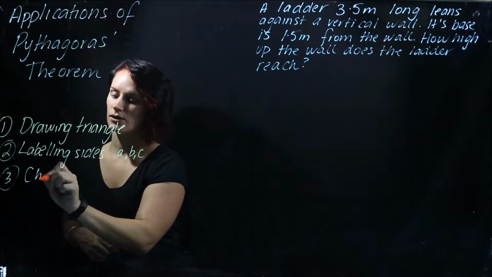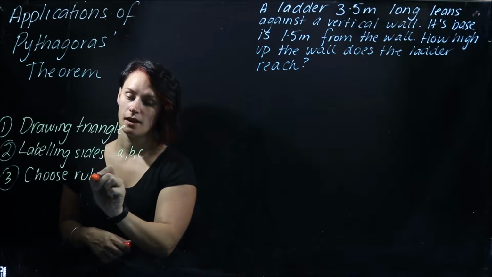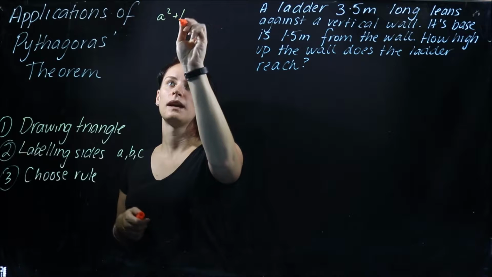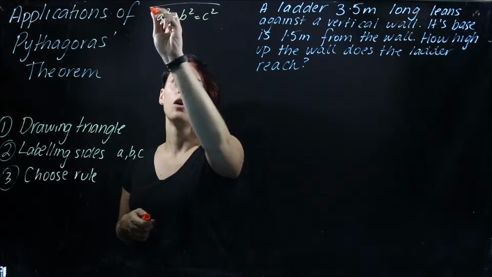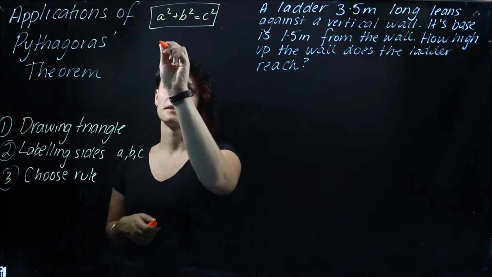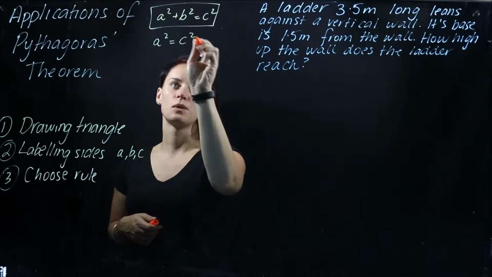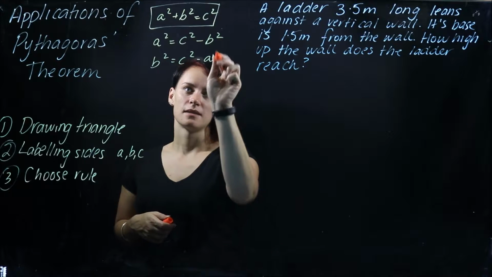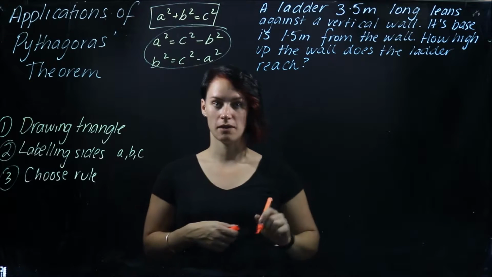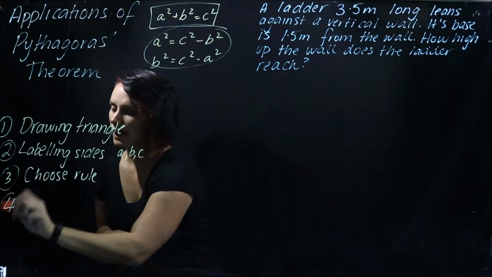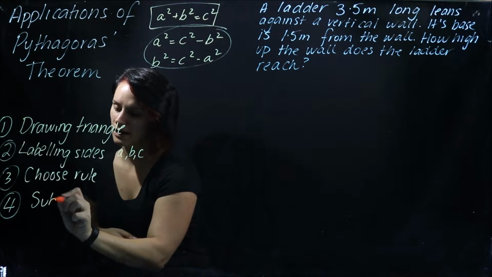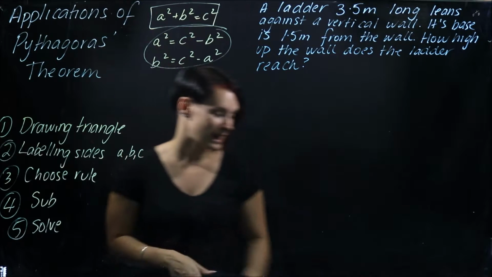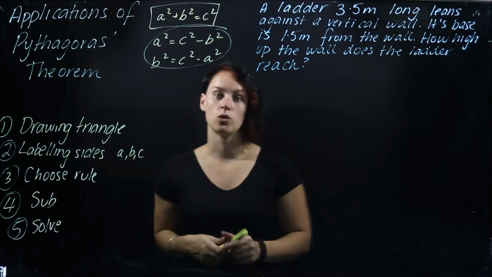We then need to choose a rule. We've got our standard A squared plus B squared equals C squared, or we've got those rearrangements. So A squared equals C squared minus B squared, or B squared equals C squared minus A squared, right? So there are our two rearrangements. We've got our step 4, which is substituting our numbers, and our step 5, which is our solve, okay? So our same 5 sets of steps will work for all of these problems.